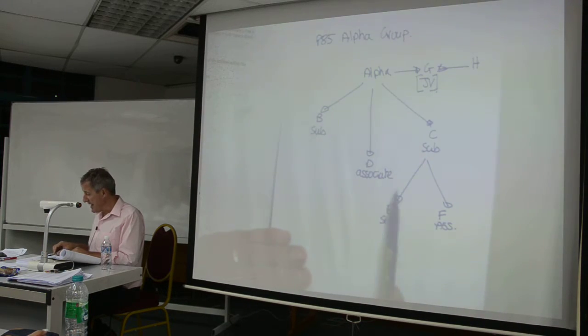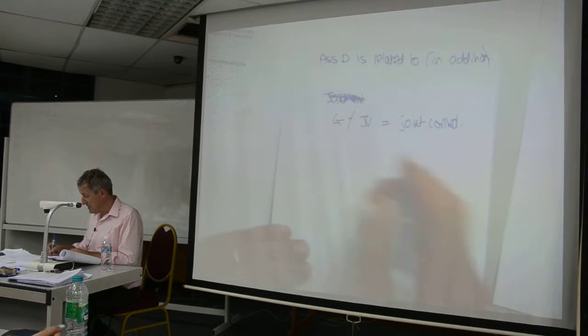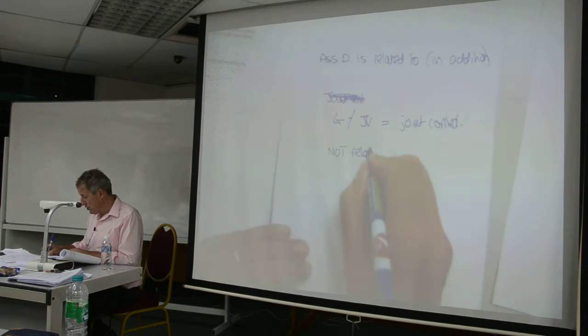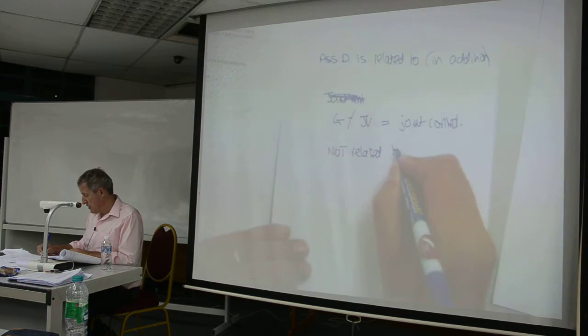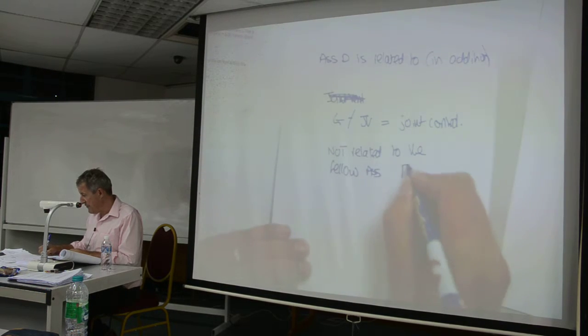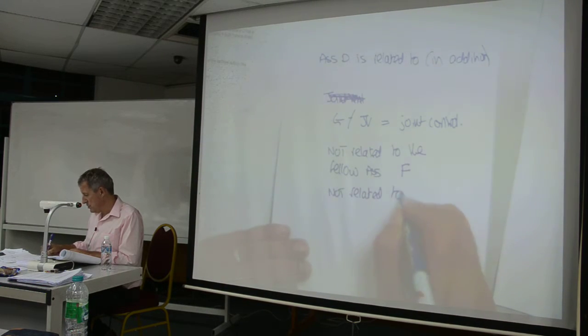The only other thing we haven't talked about is the two associates. If there's common control, then I'm fine, but two associates, they are not related. So D is not related to the fellow associate F, and it is not related, of course, to H.